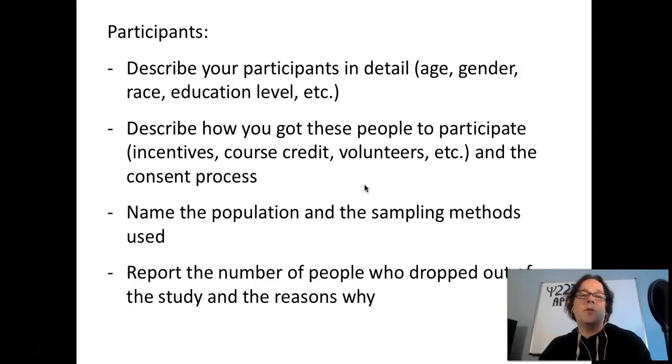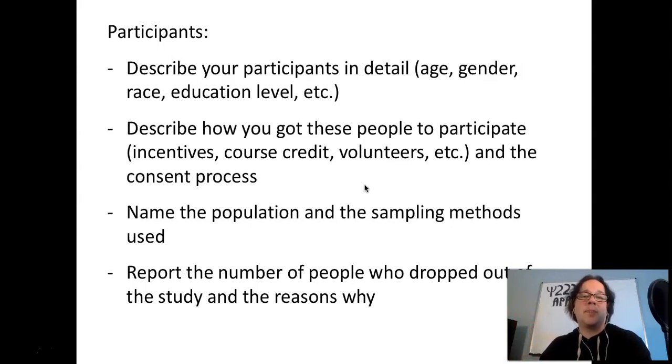So we want to make sure that we say that participants provided informed consent. We could also name the population and the sampling methods that were used. Typically, this would only happen if we were using true random sampling. If we were using true random sampling, we would describe how did you find everyone in your population, and then how did you randomly pick them out.